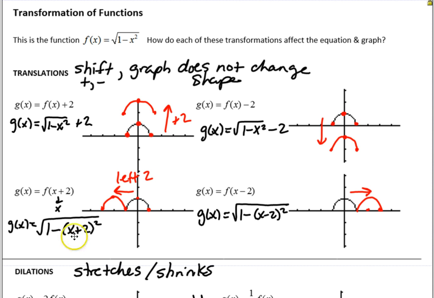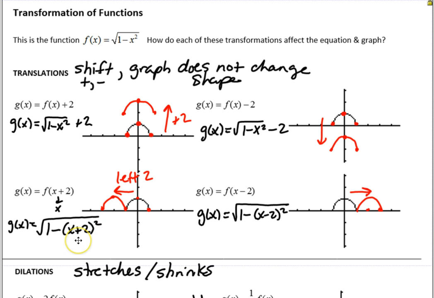So what values would make this quantity equal to 1? Well, either negative 3, because I'd get negative 1 squared, or negative 1, because that would give me 1 squared. And those now become my two places where y equals 0: negative 3 and negative 1. If I put negative 2 in here, I get 0, and then I'd have 1 minus 0, and the square root of 1 is 1, and that's where I'd get this point.